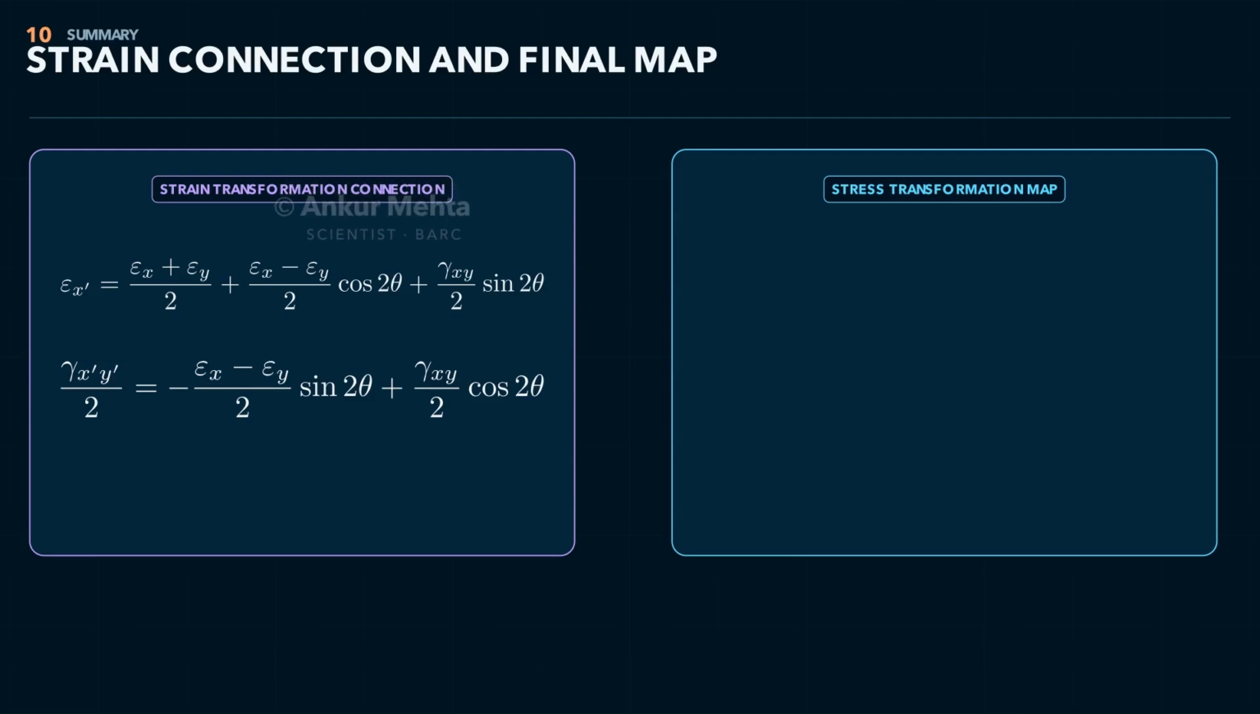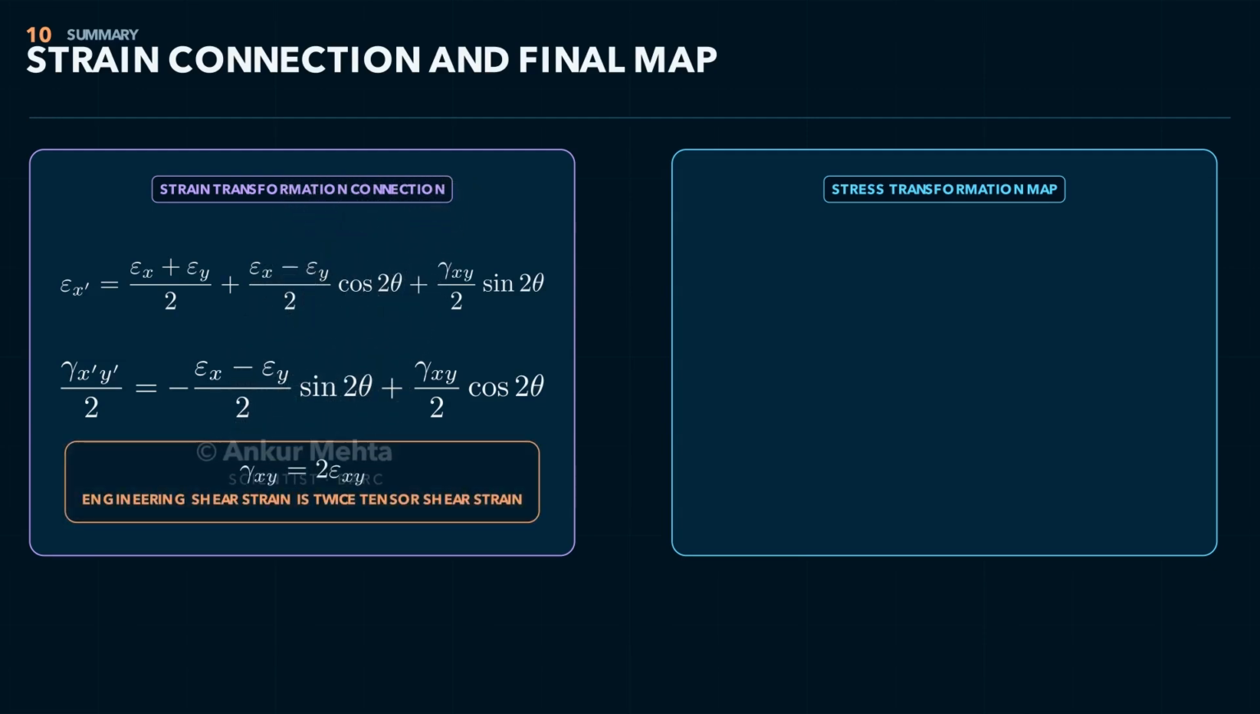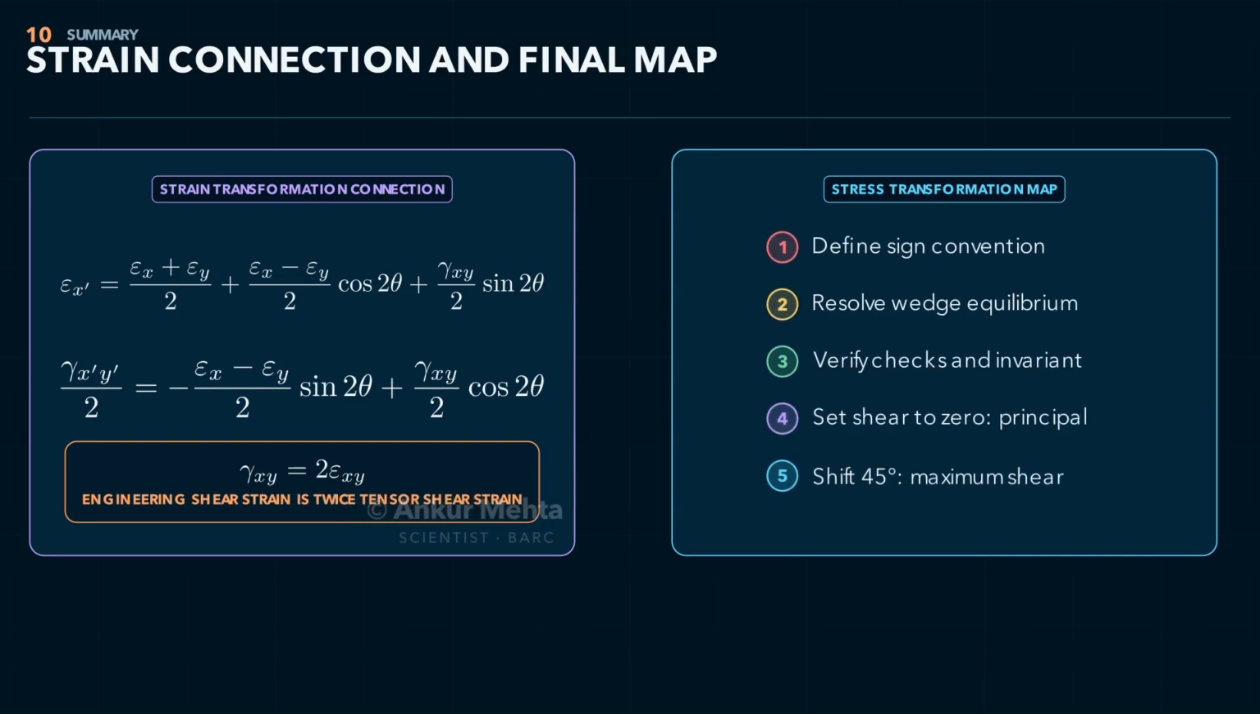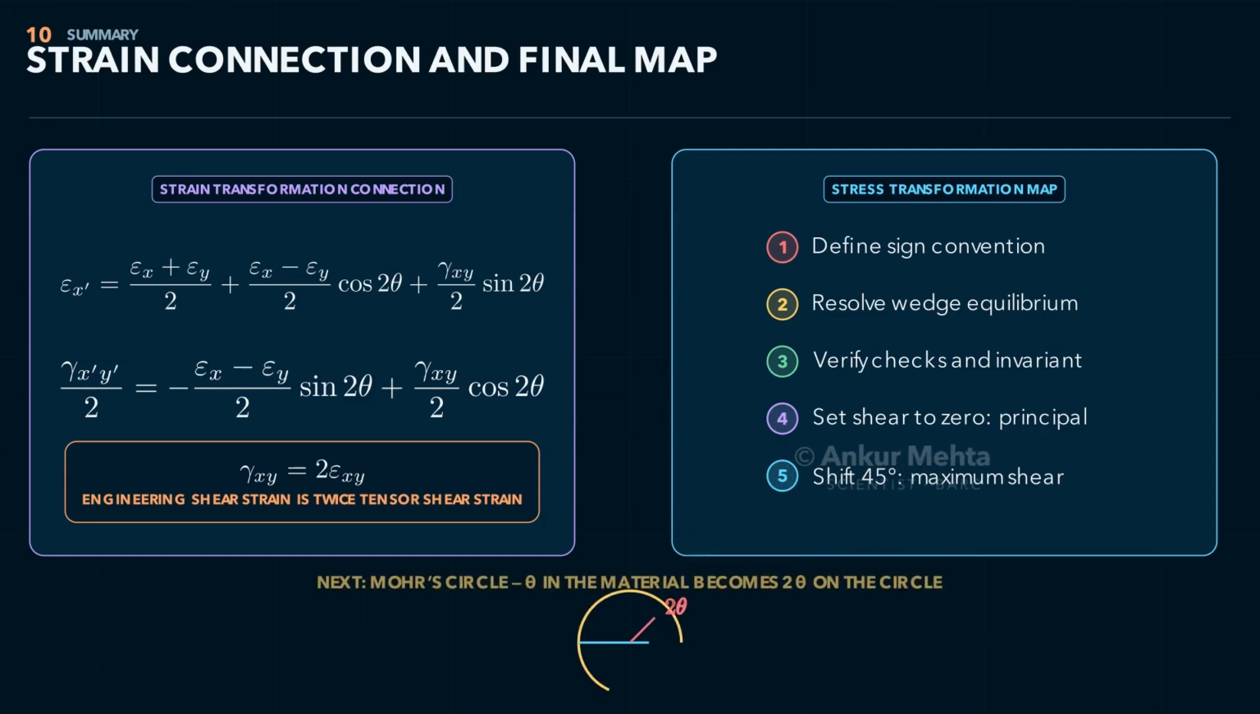The complete stress transformation map is now clear. Define the sign convention, use equilibrium to obtain the rotated normal and shear stresses, verify the invariance, set shear to 0 for principal stresses, and shift 45 degrees for maximum in-plane shear. In the next lesson, Mohr's circle will represent every one of these equations geometrically, including the crucial relationship between theta in the material and 2 theta on the circle.